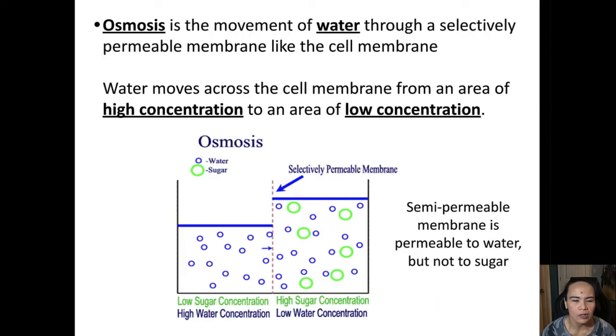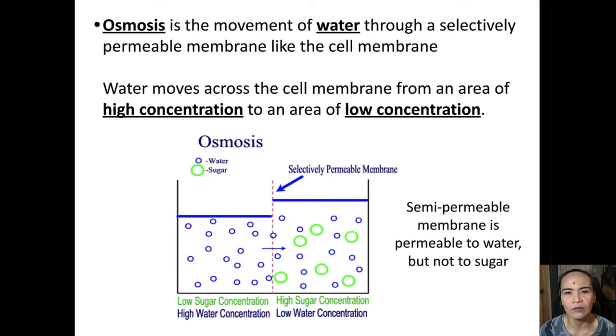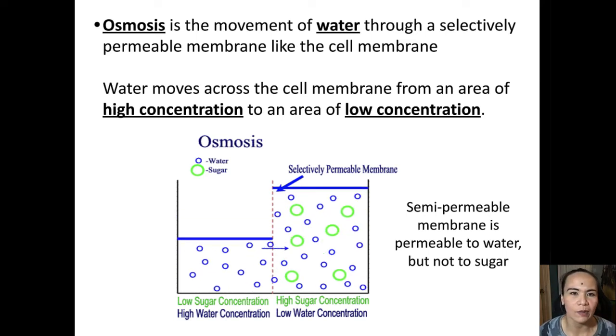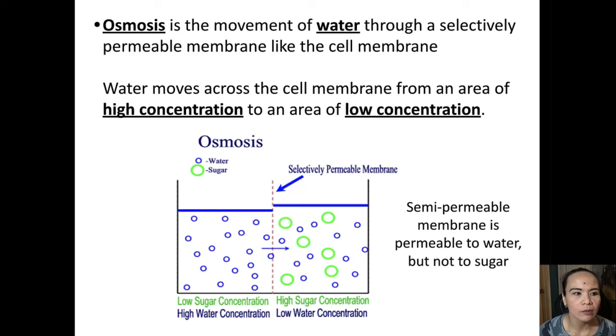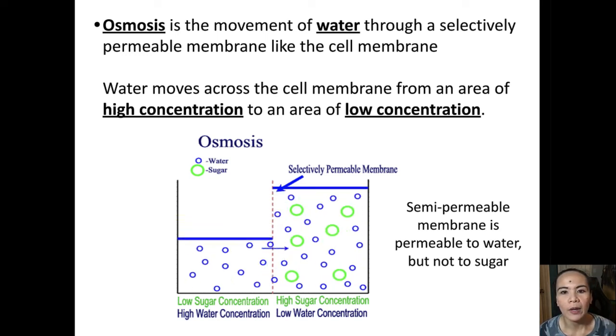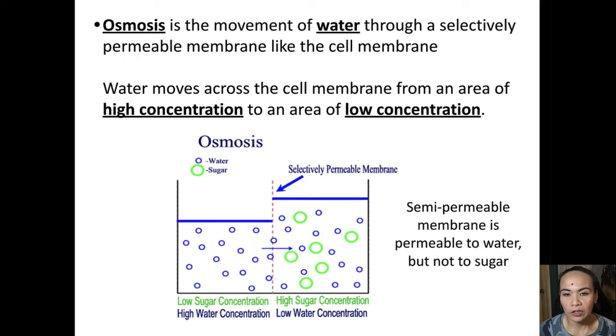Now let's go to osmosis. Now, osmosis, on the other hand, is the movement of water through a selectively permeable membrane like the cell membrane. Now, the water moves across the cell membrane from an area of high to low concentration as well.